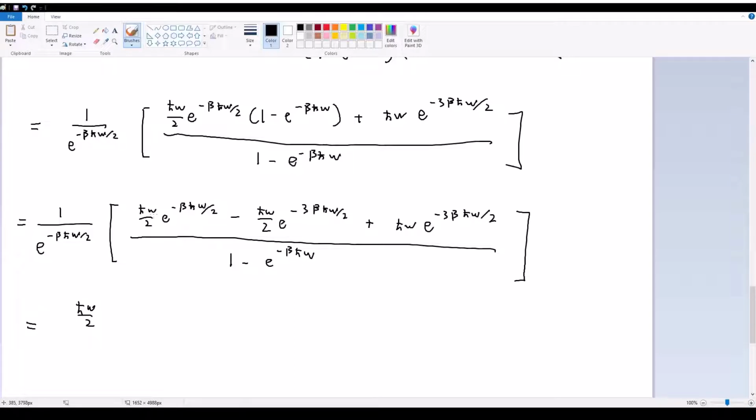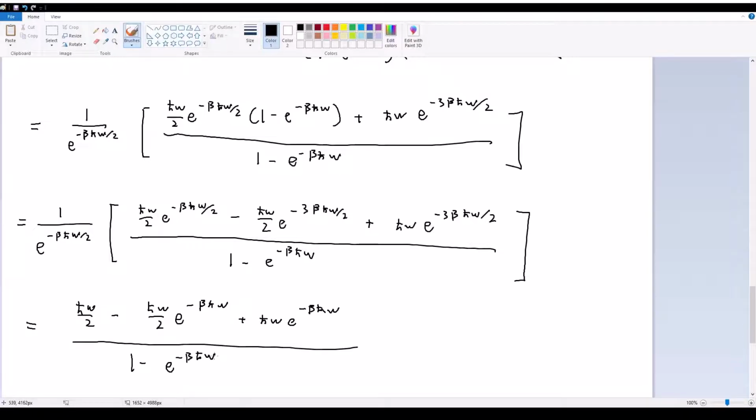So the e to the negative beta h bar omega over 2 cancels with each of these terms. So minus h bar omega over 2 times e to the just negative beta h bar omega plus h bar omega e to the negative beta h bar omega, like that. And then this is all divided by 1 minus e to the negative beta h bar omega.